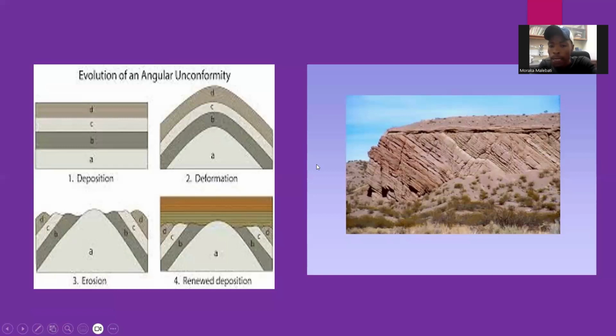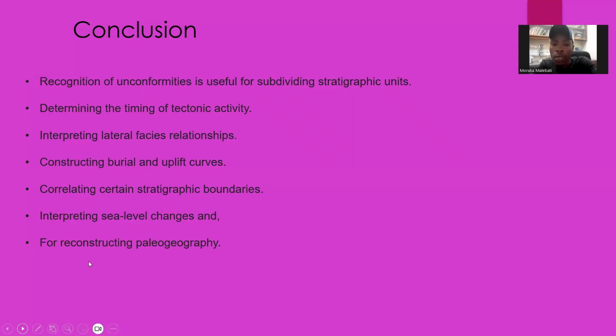All right, if you check on your right hand side, you can see these layers which were deposited are inclined or tilted, and then new younger sediments are deposited on top of these tilted and eroded older sedimentary rocks. That's an example of what you call an angular unconformity.